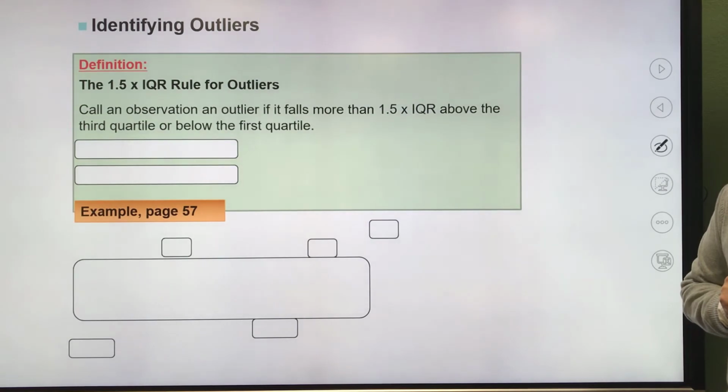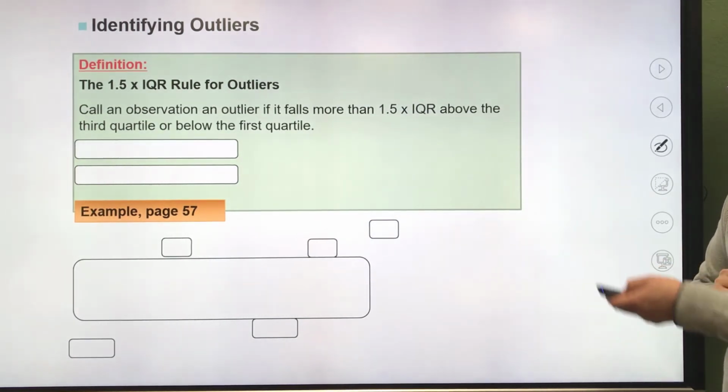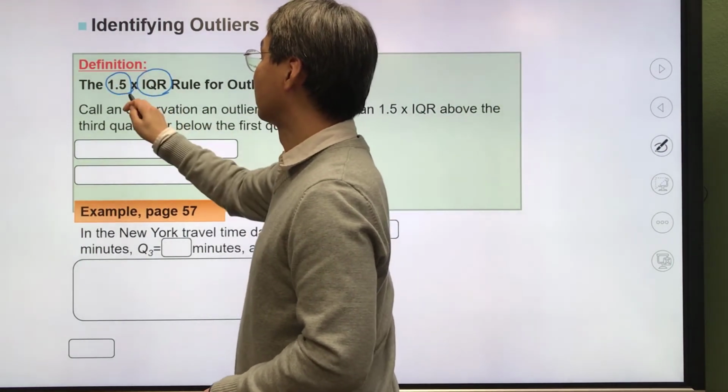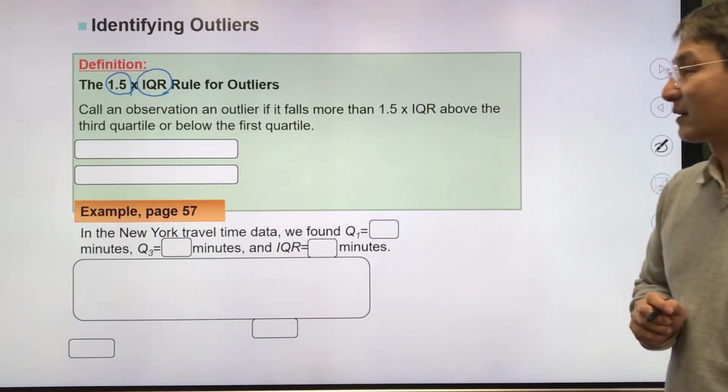So how could you define the outlier with the IQR? We multiply the IQR by 1.5. And the idea is like this.